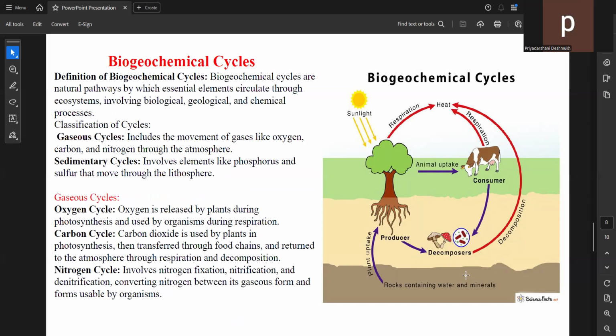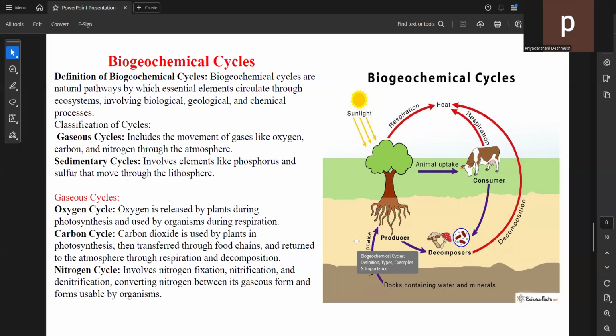The next part that we are going to study is the biogeochemical cycles. In biogeochemical cycles, as the name indicates, bio, geo, and chemical, so this is the mixture of three things: bio, geo, and chemical. So essential elements circulate through the ecosystem involving biological, geological, and chemical processes. These cycles are gaseous cycles and sedimentary cycles.